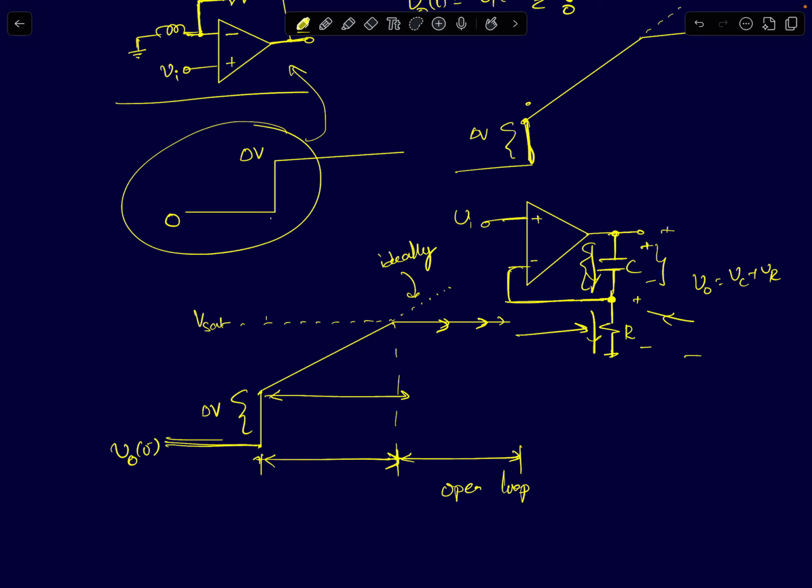This is mainly due to the proportional path. That's why the sudden jump is present. If you recall from an inverting integrator, there was no proportional term, so there was no sudden jump. It was always ramping up. Here you see a jump and then a ramp. The jump is due to the proportional path and the ramp is because of the capacitor's integrating action, or the integrator action of the circuit.